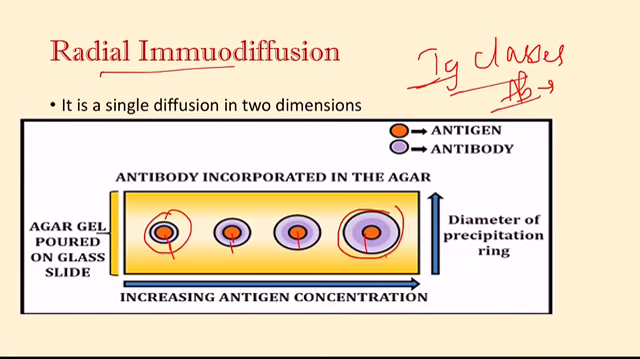In this picture, there is an increasing antigen concentration. In the first one, the diameter of the halo is very small compared to the diameter in the fourth one. So this is used for the estimation of immunoglobulin classes in the serum, and also for screening for antibodies to influenza viruses.